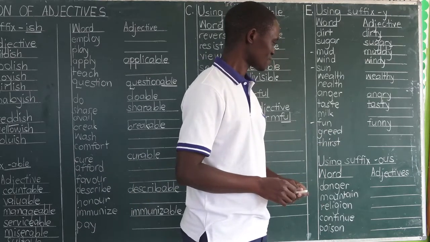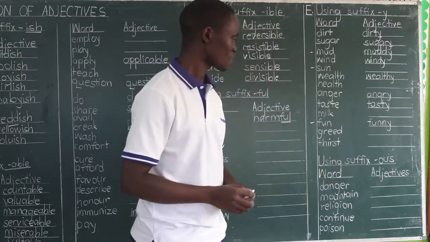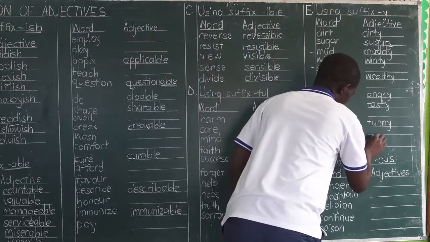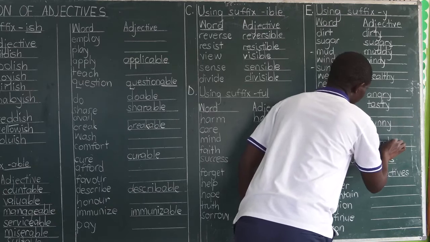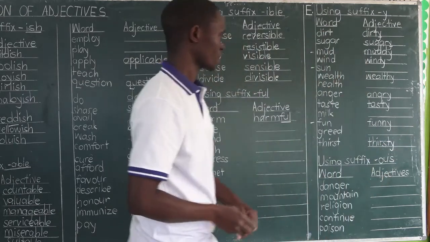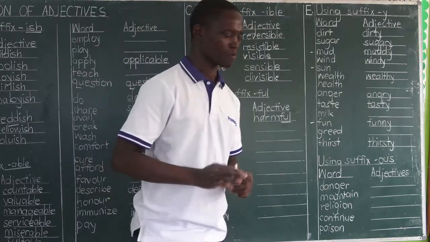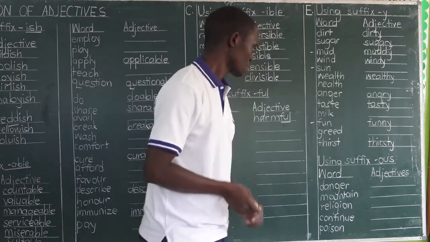Fast. Fast is a noun. To change it to an adjective, you simply write the very word fast. Thirst, T-H-I-R-S-T. Finally, place your suffix, which is the letter y. Thirsty. If you're in need of a drink, we say you are thirsty, or we describe you as thirsty.